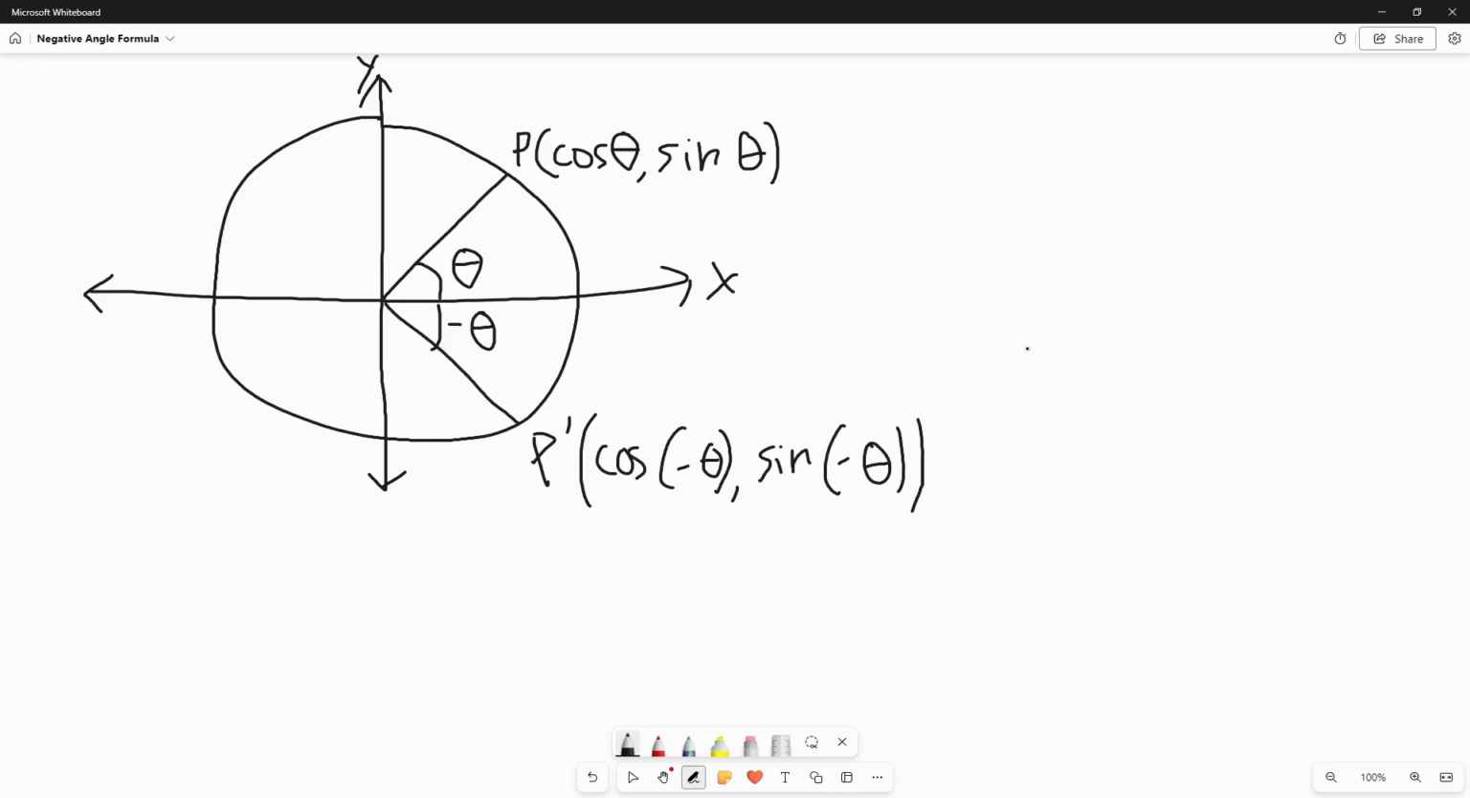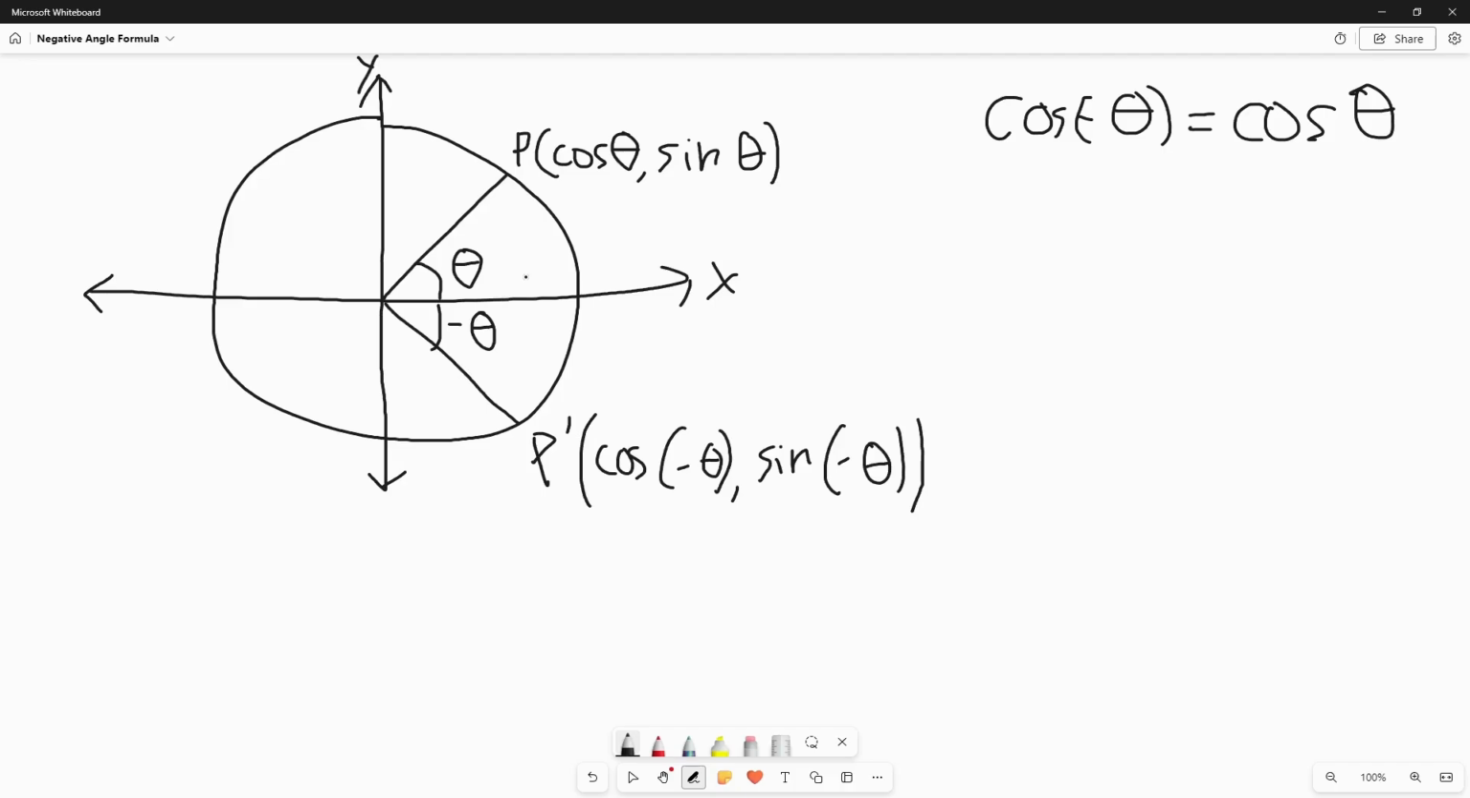So in this unit circle, we have point P, and we have point P reflected over the x-axis. Point P is cosine theta comma sine theta, and when reflected over the x-axis, it's going to be cosine negative theta comma sine negative theta. We can see that the x values of the 2 points are the same. So therefore, cosine negative theta is going to be equal to cosine of theta. And we know this because those are the x values of both the points.